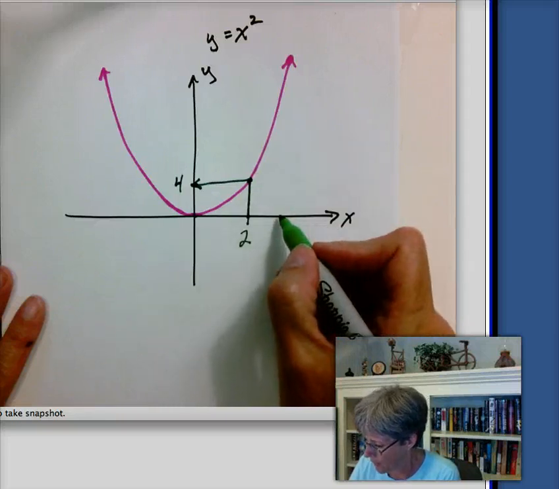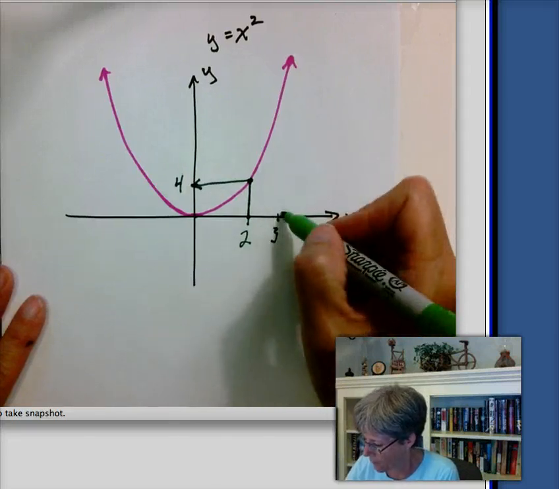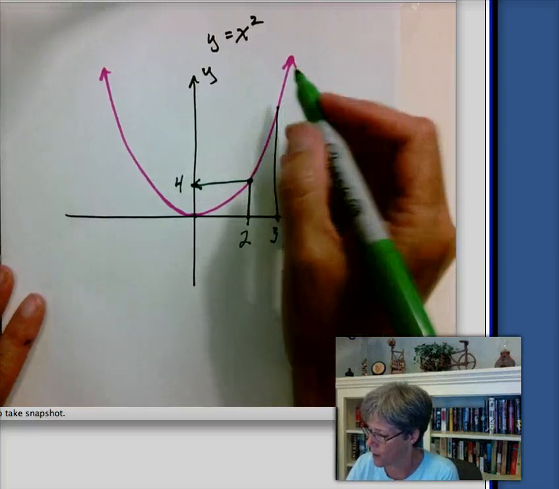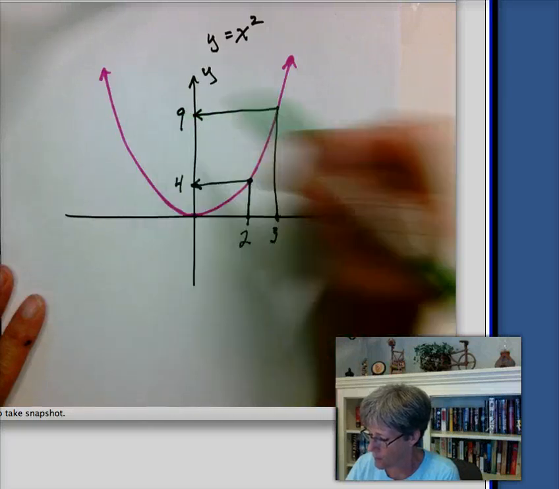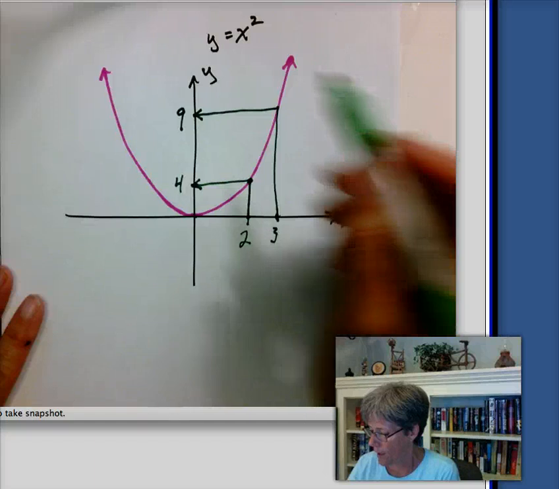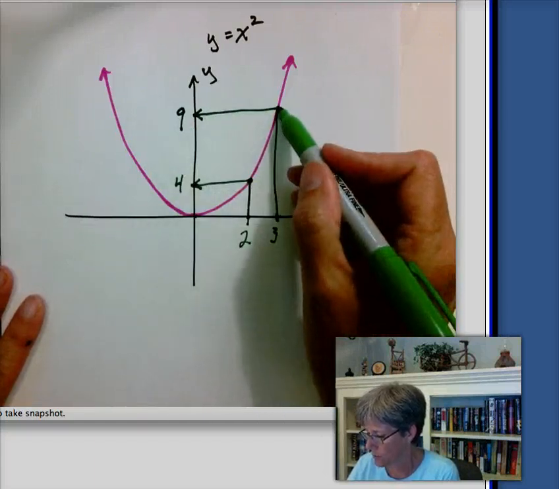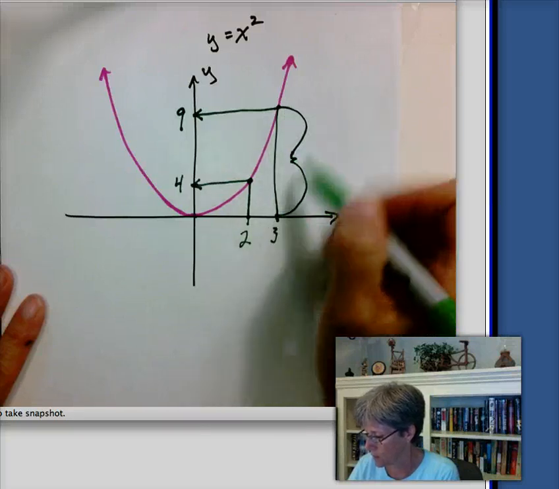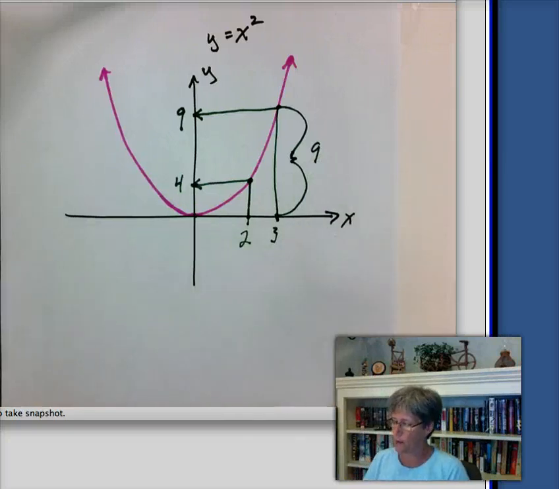So if I'm looking at 3 as an input, then when I go up and hit the graph, and hopefully I'll hit the graph, well, okay, I had to go a little bit crooked, then this y value over here is 9, 3 squared is 9, and that output value is giving you this distance from the x-axis up to the curve. So this distance from the x-axis up to the curve is 9. That's what's happening in 2 dimensions.